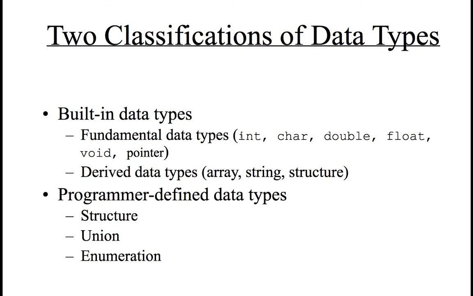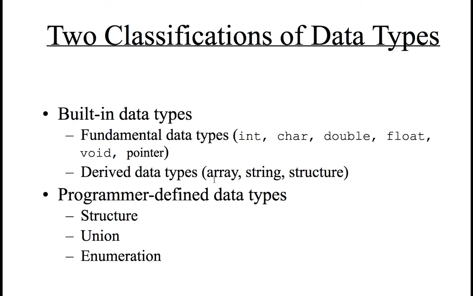Now, int is used to store only integer values belonging to Z. Character data type is used to store character values. Double and float are used to store floating points, but the capacities are different. And void is used to show that the function does not return a value. Pointer is used to specify the memory location, which we'll learn later.